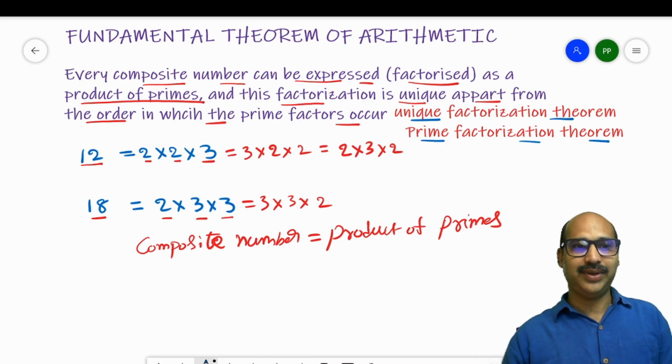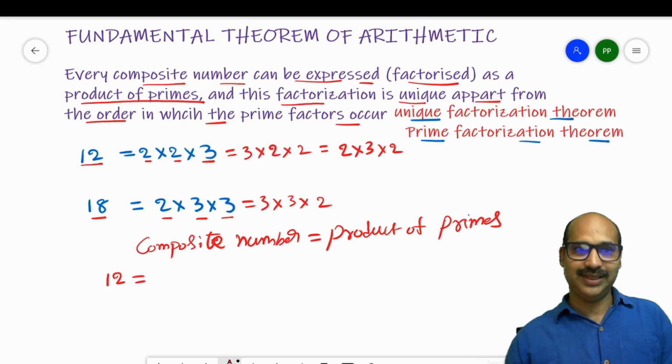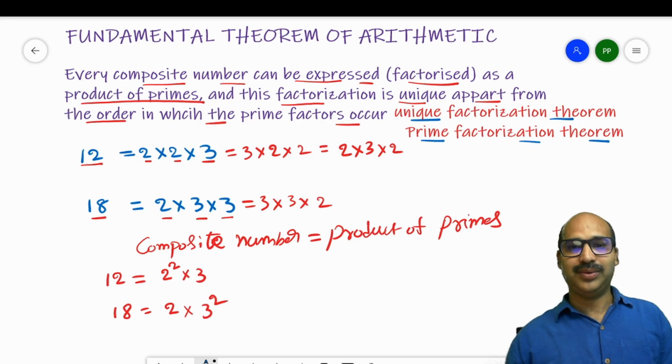For example, we can consider 12 and 18. 12 is factorized, so we can write 12 is equal to 2 square into 3. 18 is equal to 2 into 3 square. Now, how can I get the LCM?